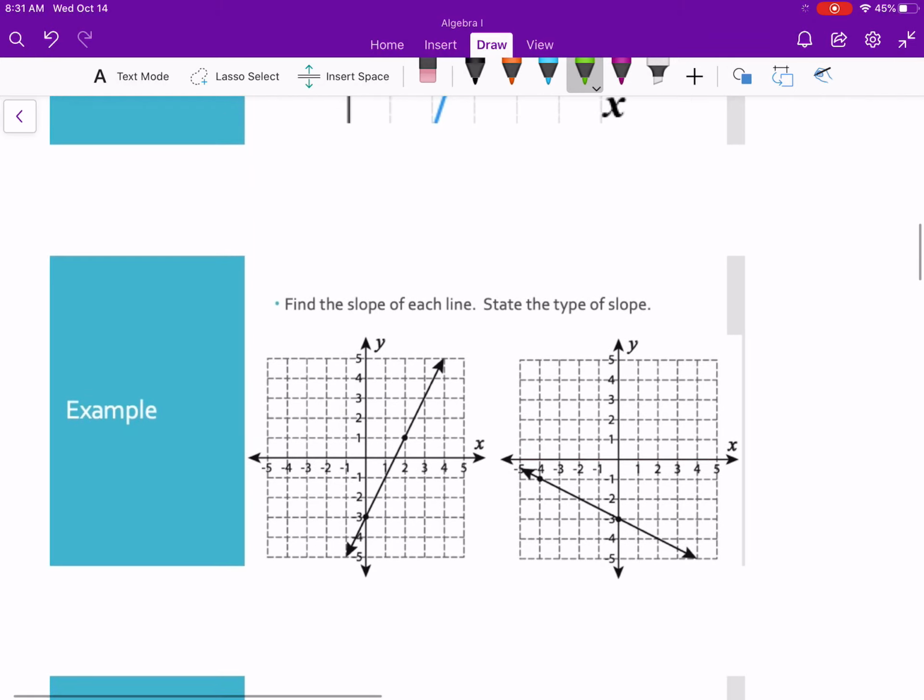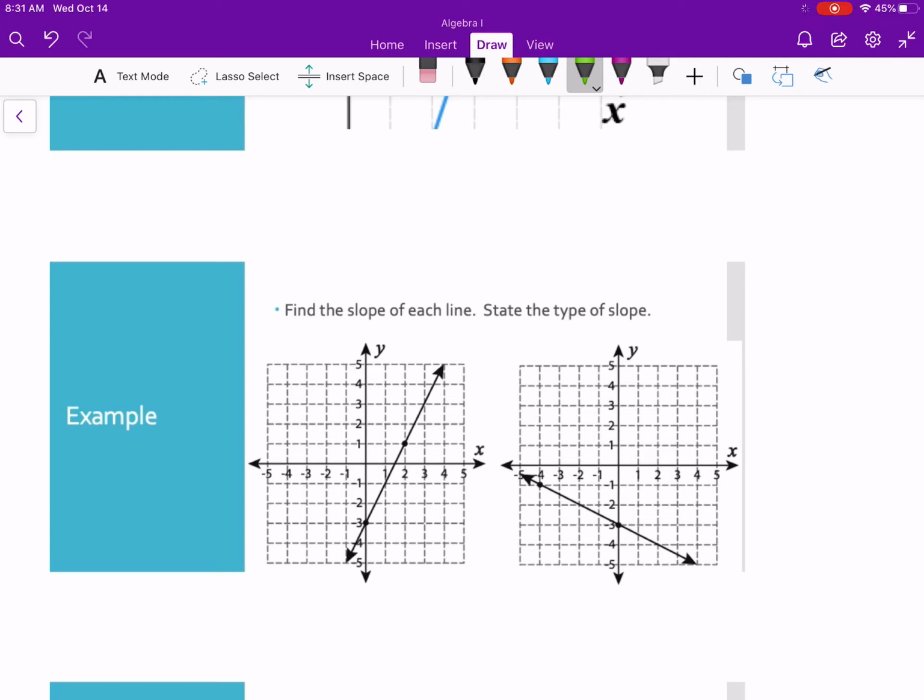So let's find the slope of each line. They give us 2 points. They give us one right here and one right here. So let's count. So up 1, 2, 3, 4. And over 1, 2. And make sure you're figuring out over right or over left. Well, we can simplify that because we know that 4 over 2 is just equal to 2.